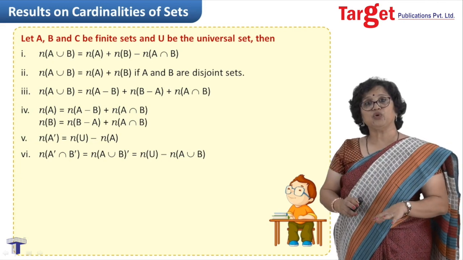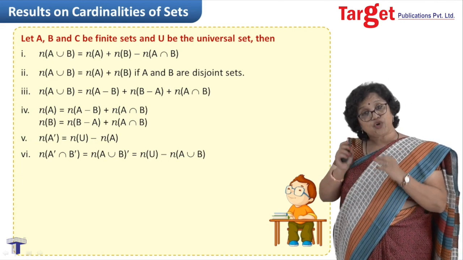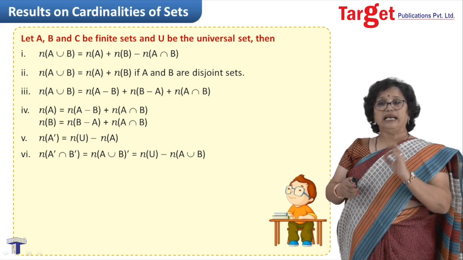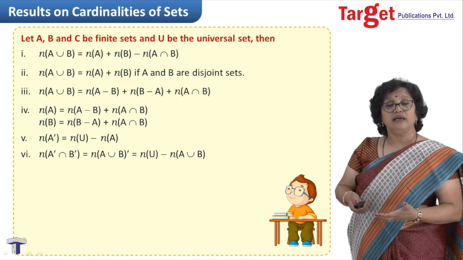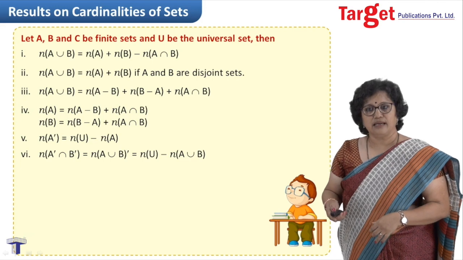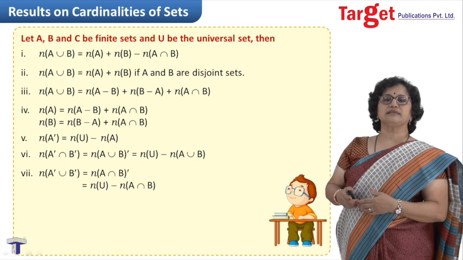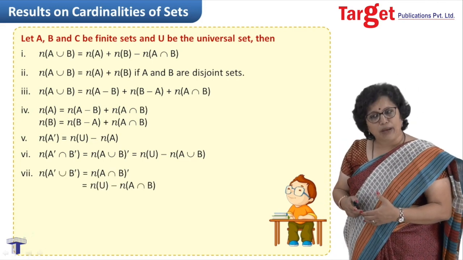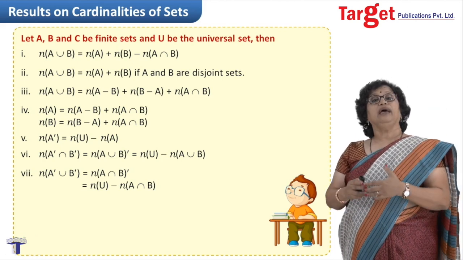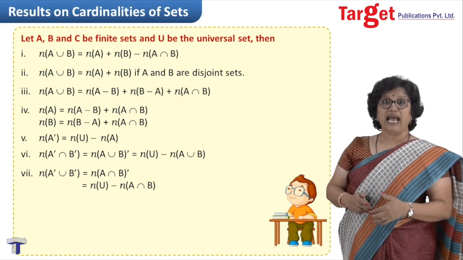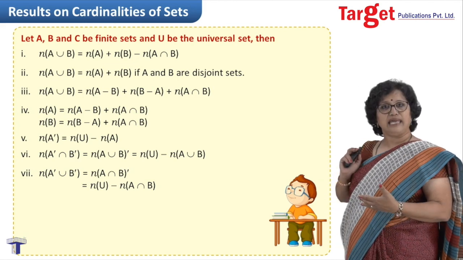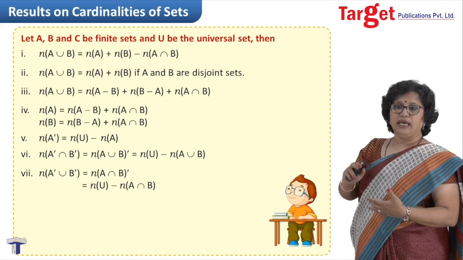I suggest those who are not able to visualize it, please draw a Venn diagram and verify yourself how N of A complement intersection B complement is the same as N of (A union B) complement. Exactly on similar lines, I get the next one, and that is N of A complement union B complement, which is equal to N of U minus N of A intersection B, and that we know by the complement definition.